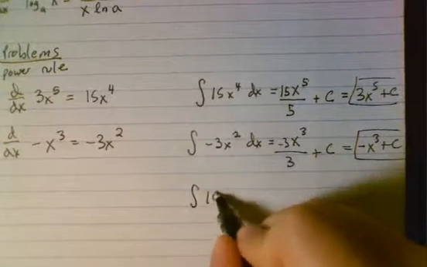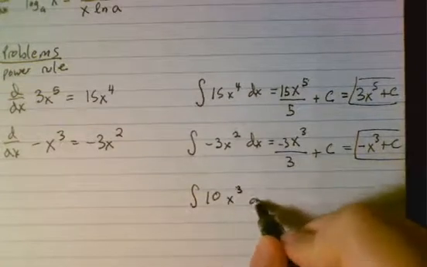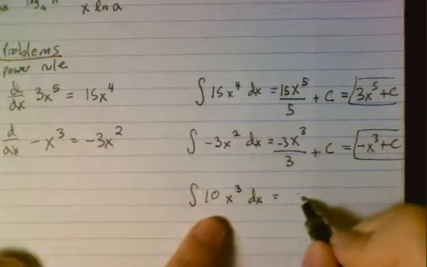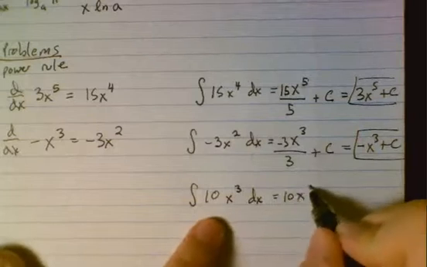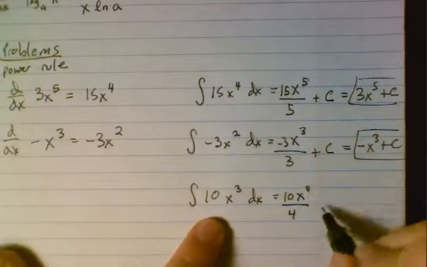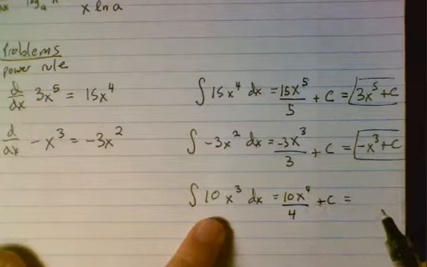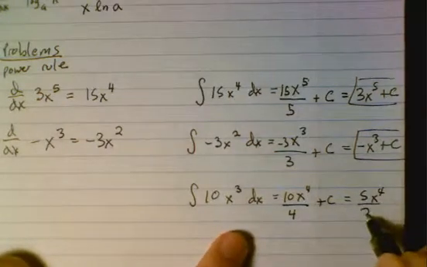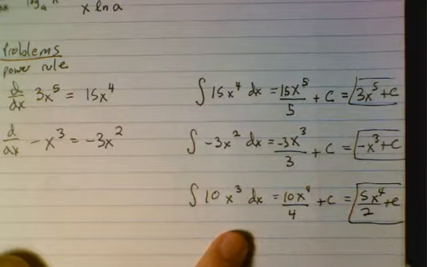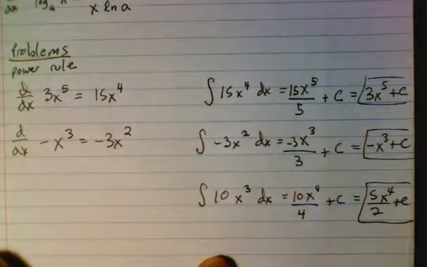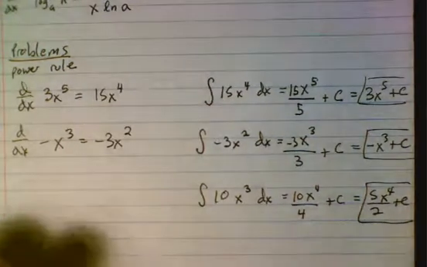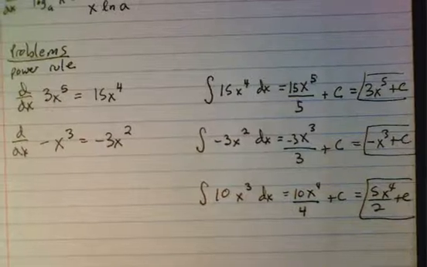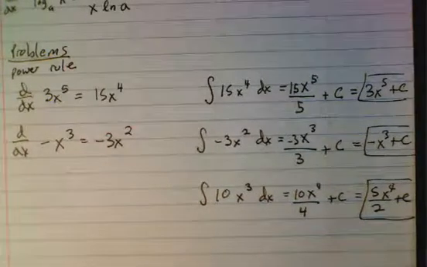So let's do the antiderivative of 10x cubed dx. Add 1 to the exponent. Divide by the new exponent. Add c. And we can reduce that fraction to be 5x to the 4th over 2 plus c. That's all that we're doing with that power rule.